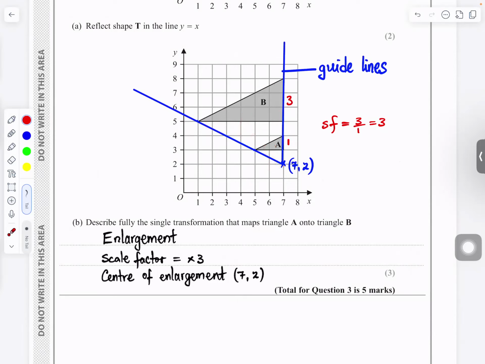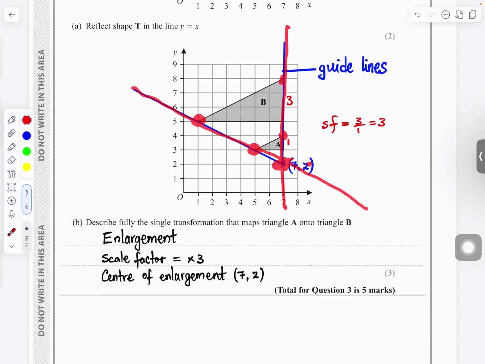And then the center of enlargement, you will pick a point on the big triangle and pick another point on the smaller triangle, a corresponding point. Draw a straight line. And then you do the same: pick another point on the smaller one and on the bigger one, draw a straight line. Where those guidelines meet is the center of enlargement.